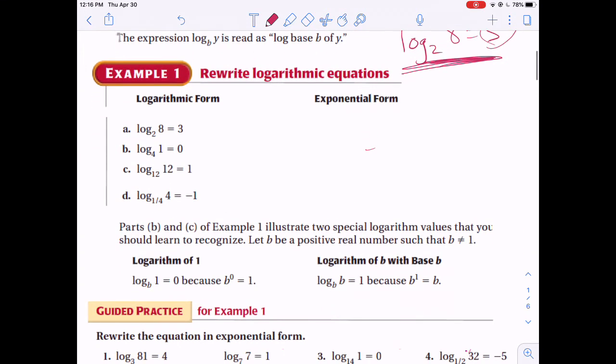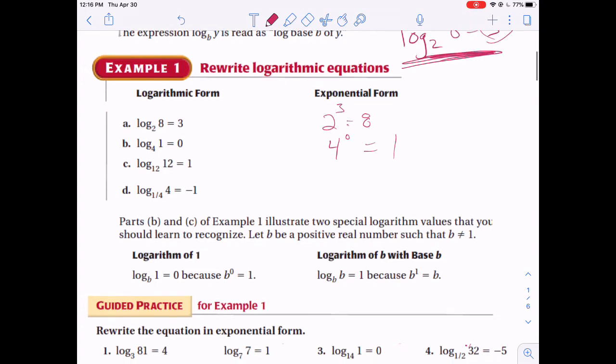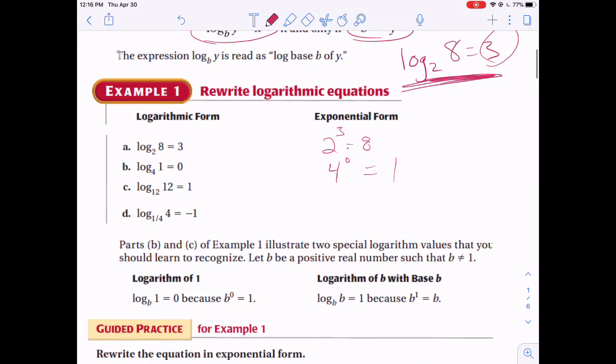In fact, I think I just did that one for you. For example 1, letter A, the base is 2, exponent's 3, the answer is 8. Log base 2 of 8 equals 3. For letter B, it's log base 4 of 1 equals 0. Now what that means is you have base 4, exponent 0, equals 1. Anything to the 0 power is 1. Letter C, log base 12 of 12 equals 1, or 12 to the first power equals 12.